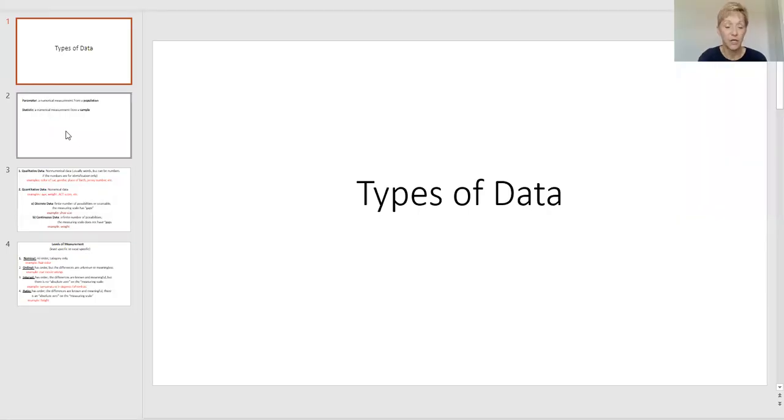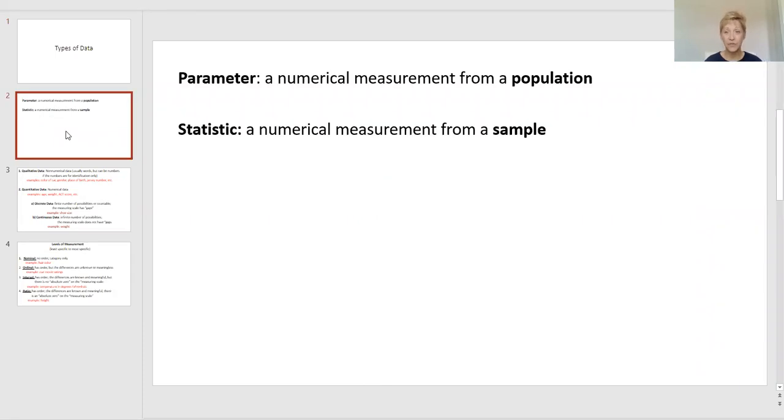All right, you need to know the difference between a parameter and a statistic. Both of them are numerical measurements. In other words, both of them are numbers. The difference is where the number comes from. So a parameter would be a number that comes from a population, from the big set. And a statistic is a number that comes from a subset of that, from a sample.